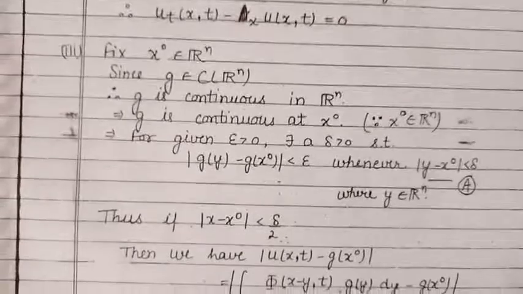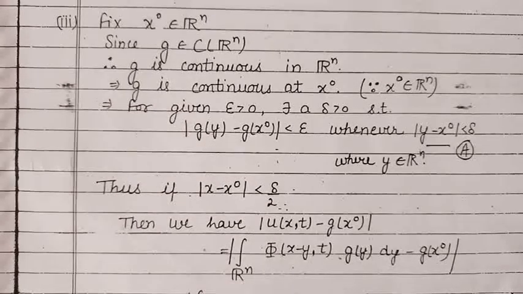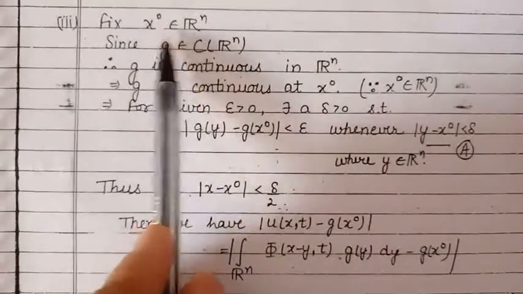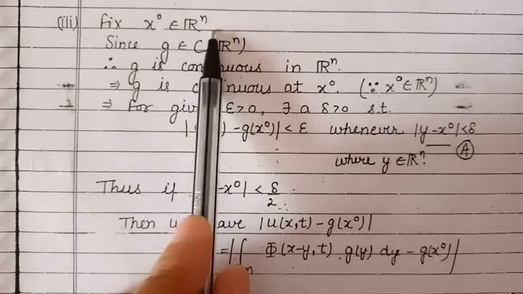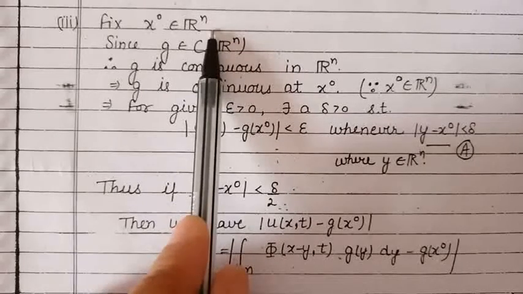Now we'll prove the third part. In the third part, we are to prove that the value of the function u as t approaches 0 becomes g(x0). To prove this, let us take x0 belonging to the n-dimensional real Euclidean space.